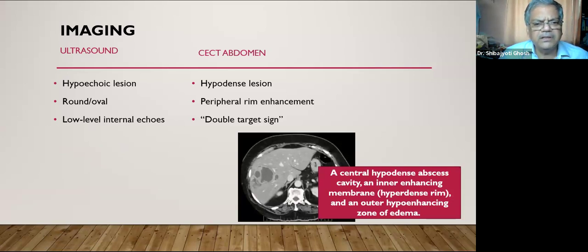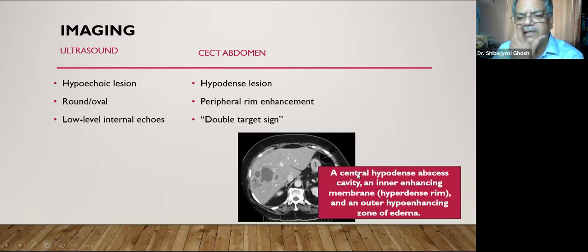On imaging, the typical lesion on ultrasonography is a hypoechoic lesion, round or oval, with low-level internal echoes. More or less ultrasonography is diagnostic, but to be more certain, CT abdomen is usually recommended. There are hypodense or hypoattenuated lesions, and there will be peripheral rim enhancement. That is the typical sign: peripheral rim enhancement and the double target sign.